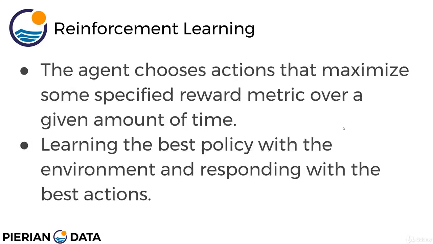Then for the actual process of reinforcement learning, what occurs is that the agent will choose the actions that maximize some specified reward metric over a given amount of time. Maybe if you're training an agent to play a video game, that actual reward is your high score. Then what you're going to do is have that agent learn the best policy with the environment, and it's going to respond with the best actions.